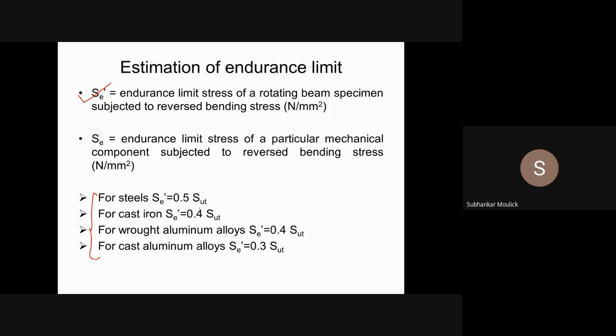So for steel, SE dash is 0.5 times SUT. For cast iron, SE dash is 0.4 times SUT. For wrought aluminium alloys, SE dash is 0.4 times SUT.